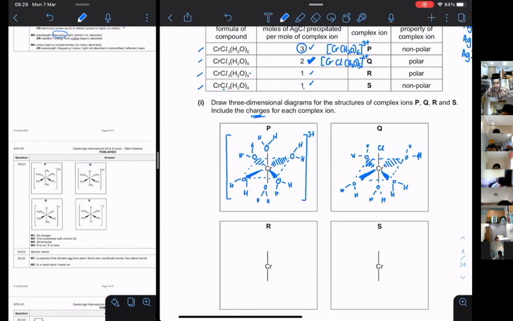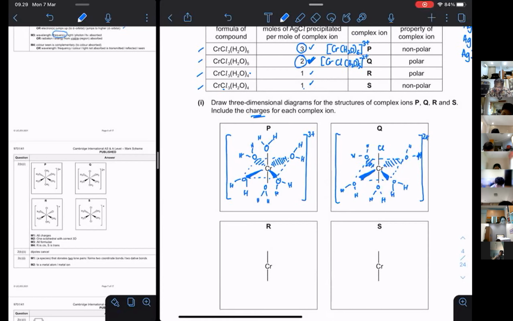And you can see I still need to show the charge. I have already calculated, it's 2+. Don't forget about the charge. +2. And then for R, so this one is done. Let's actually move on to R.